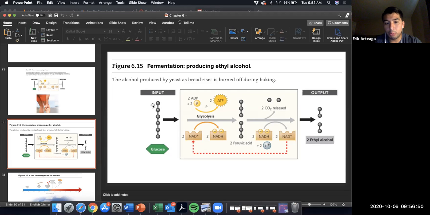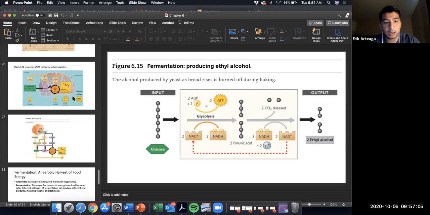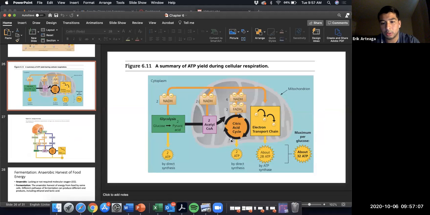So the whole purpose of fermentation, which I'm stressing, is probably on your exam, is to recycle these NADs back, because there's no oxygen and the ETC is not working, okay? The electron transport chain is not working, so this cannot work. So the mitochondria essentially shuts down.